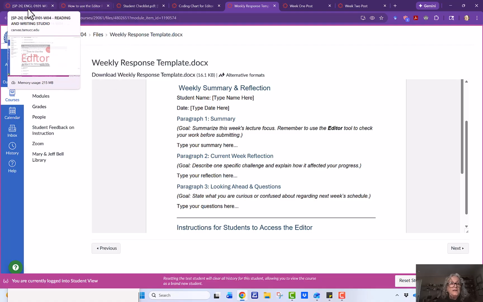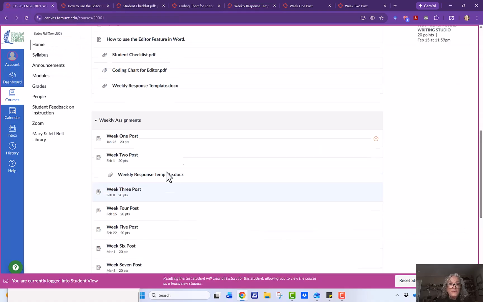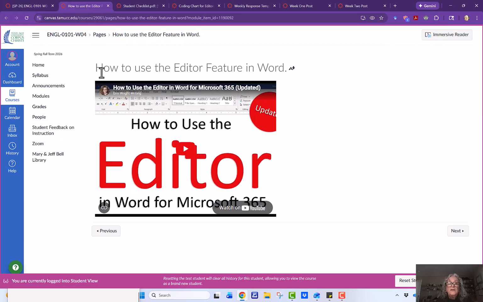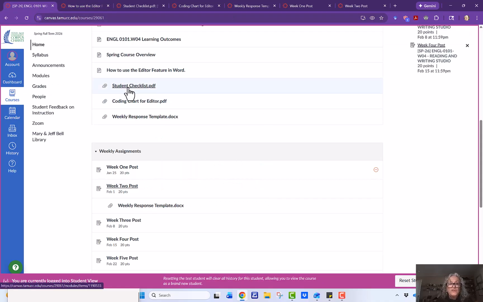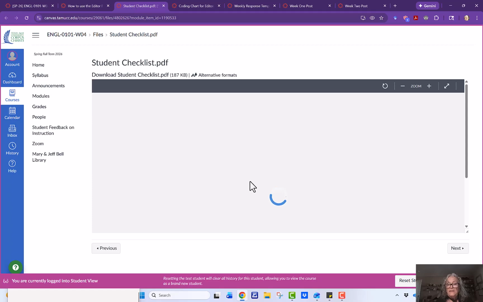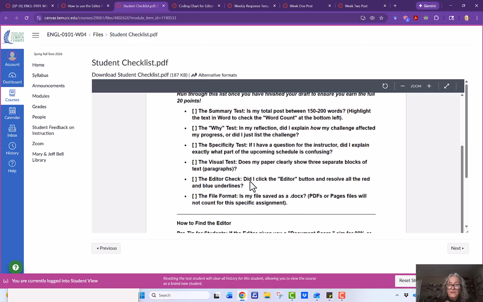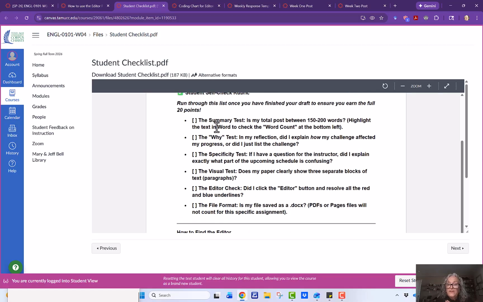Also, from our home page, I have these resources here. How to use editor. This is a video that shows you how to use the editor feature in Word. Student checklist. This is for your posts. Do you have this? Your total between this. The why section, specificity section, visual test.